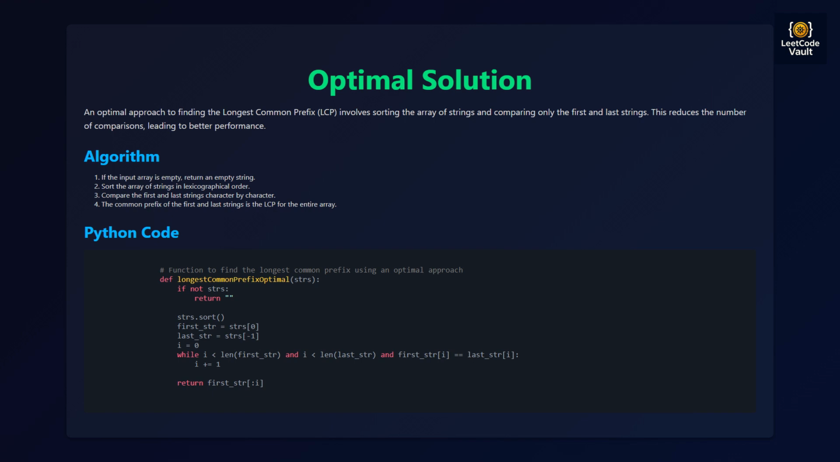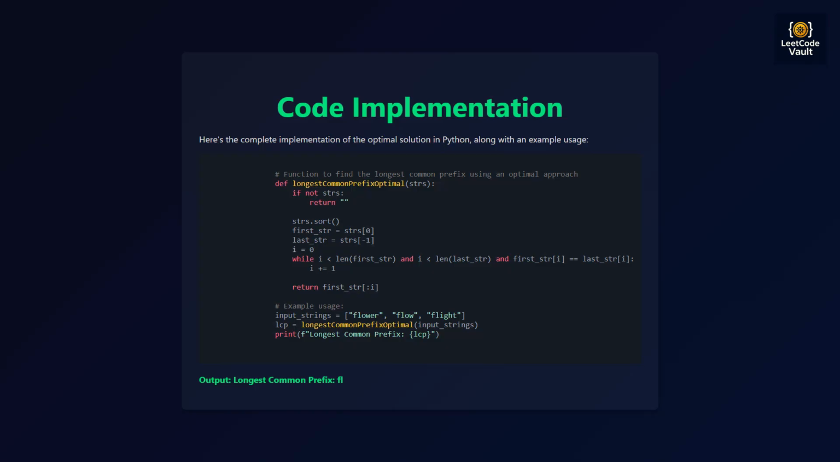The time complexity will reduce drastically from the O(n squared) of our brute force approach to O(m times n), where m is the length of the shortest string and n is the number of strings. This means we are dramatically improving the efficiency for larger inputs. Let's see how this works in practice.